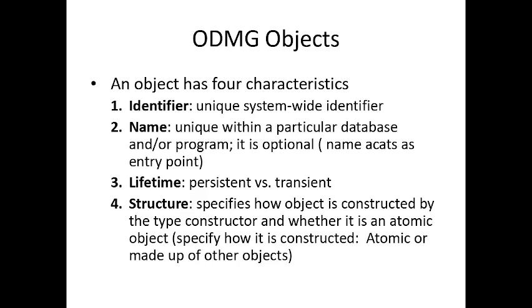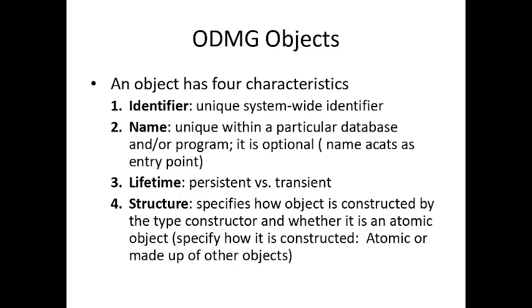Then we have lifetime also. The lifetime of an object specifies whether it is a persistent object, that is a database object, or a transient object, that is an object in an executing program that disappears after the program terminates. Lifetimes are independent of classes or types. That is, some objects of a particular class may be transient, whereas others may be persistent. That is known as the lifetime of an object.